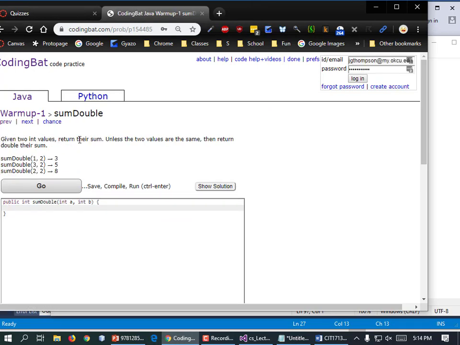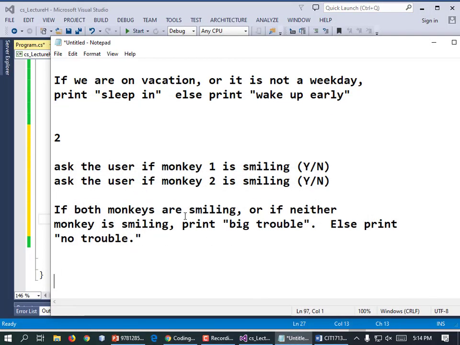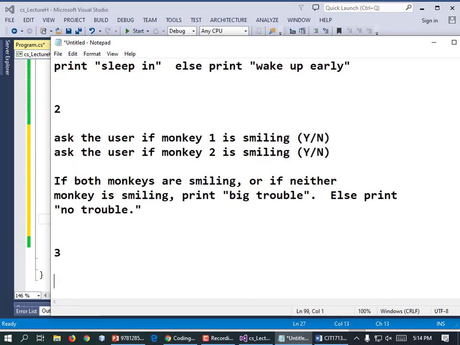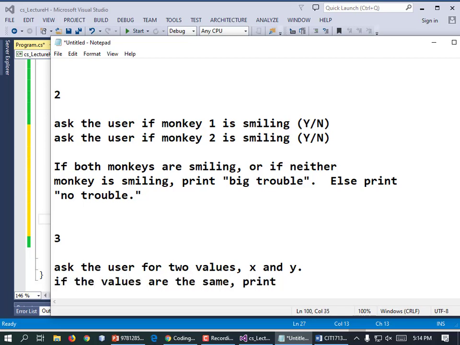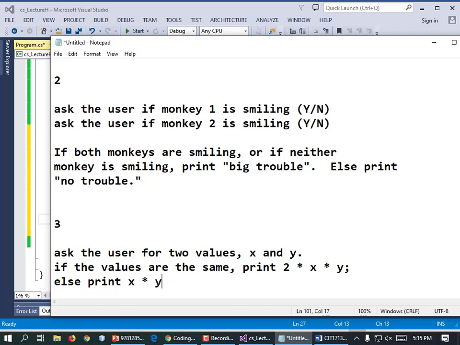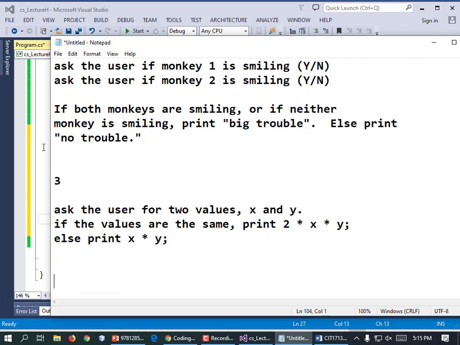So, given 2 int values, return their sum unless the 2 values are the same, in which case return double their sum. So problem 3. Ask the user for 2 values, x and y. If the values are the same, print 2 times x plus y, else print x plus y. I think one more of these would be about enough.